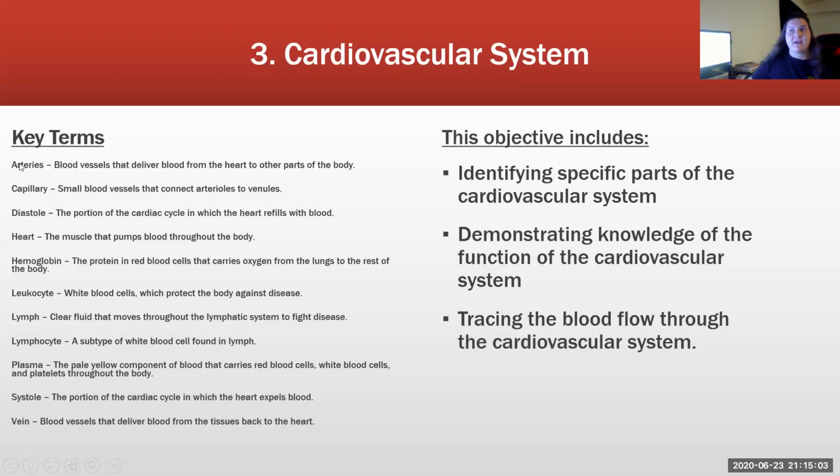Cardiovascular system. Again, I'm going to beat this like a dead horse. If any of these key terms you're not quite familiar with, I strongly encourage you to familiarize yourself with it. Do some research, do some studying, and make sure that you understand what part these all play in the key terms, because you need to be able to identify specific parts of the cardiovascular system. You need to have the knowledge of the function of the cardiovascular system and be able to trace the blood flow through the cardiovascular system. So from start to finish, figure out where it starts, where it ends.